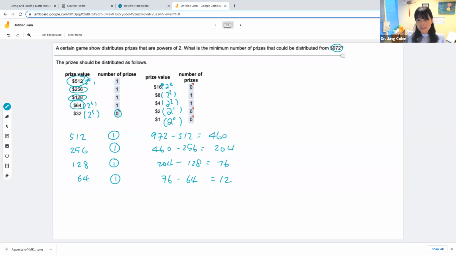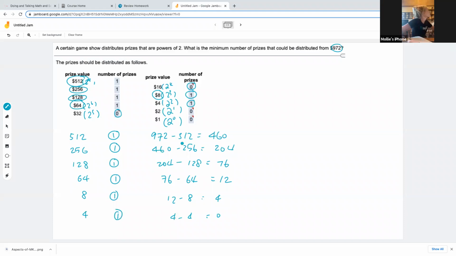Okay, right? And $16 ticket, I still cannot give that away because I have only $12 left, so 0 for that. But yes, I can give away an $8 ticket, just one of them. Then how much is left? I have $4 left. So I can use that one. But after using that $4, I have no more money left. Right. So the rest of them is 0. So does it make sense? Yes, it makes total sense.